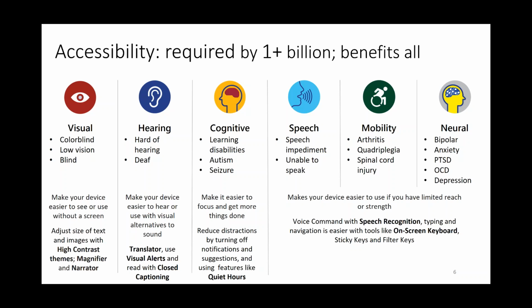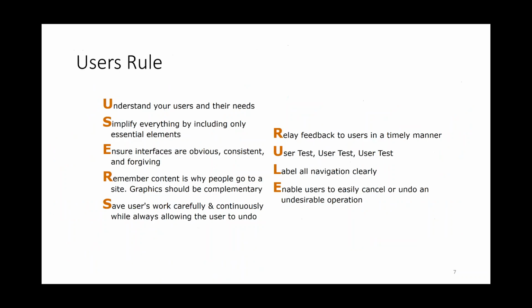Then the other accessibility needs are like speech, where people might have some difficulties with speech, mobility, and then neural disabilities. For them, there are speech recognition software or features which you can implement as part of your solution. You can also have on-screen keyboards. On-screen keyboards are much easier for some people to use than the actual external keyboard. So those are some of the features you can build into your application.